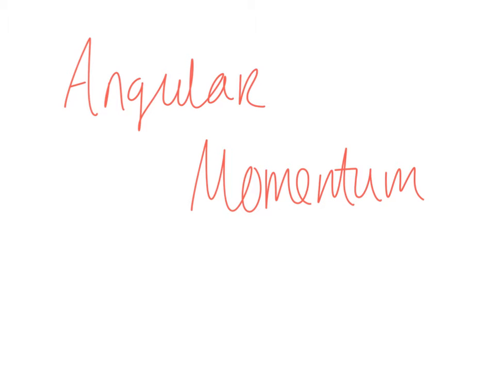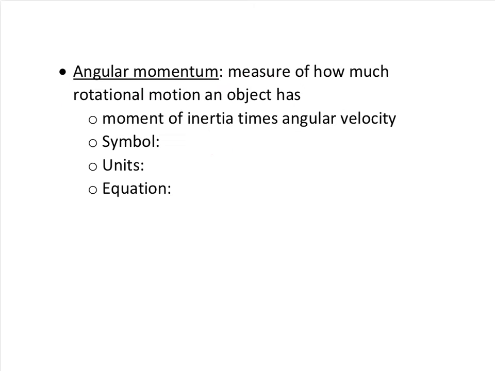Okay, we have reached the last main concept for rotational motion, and that is angular momentum. So we've been through rotational kinematics, rotational dynamics, rotational kinetic energy, and now we're going to be really in rotational momentum. What is angular momentum? It is the measure of how much rotational motion an object has. In other words, it is the moment of inertia times the angular velocity.